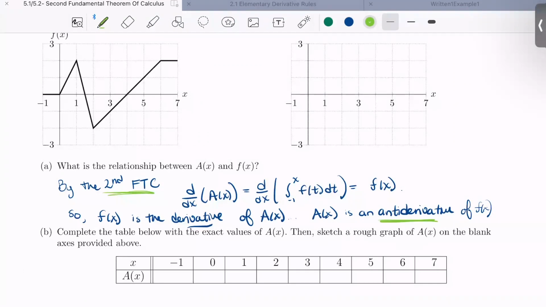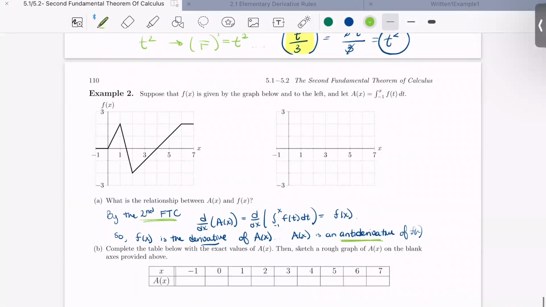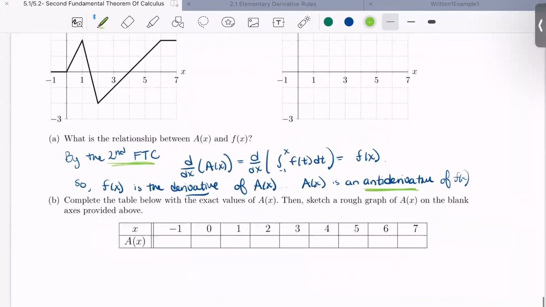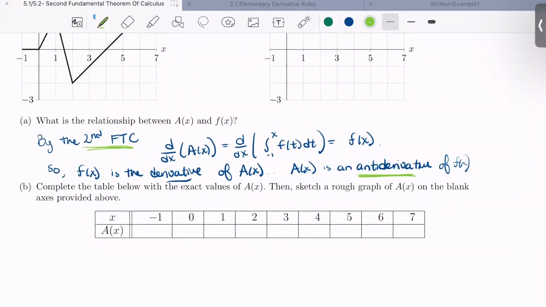Okay, so that was some abstract big picture relating big A and f. But let's get a deeper sense for what this function A of x is. To do that, let's look at part B. Part B says, complete the table below with the exact values of big A of x. Then sketch a rough graph of A of x on the blank axis provided above. So let's do a few values of A of x together, and then I'd like you to try some on your own. All right, this is going to be fun.